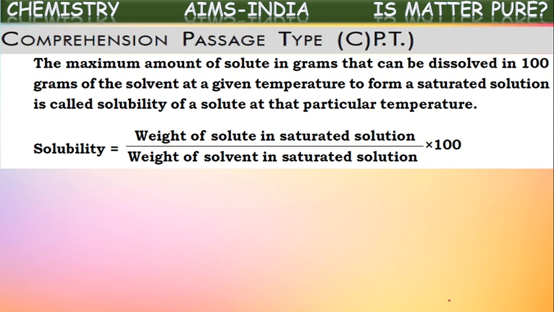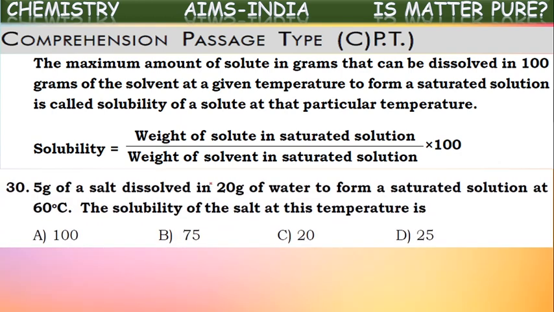So this is the formula to calculate solubility, that represents the amount of solute present in 100 grams of solvent at a saturation level, which is called solubility. So solubility can be calculated by using the formula: weight of solute by weight of solvent into 100. This gives solubility. Next, let us see some questions based upon this.